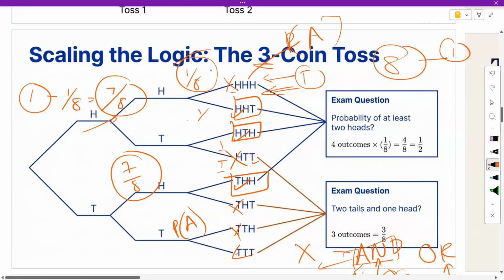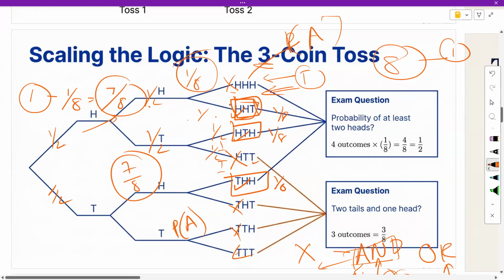How to calculate the probability of this? This is what we know, 1 over 2, 1 over 2, and 1 over 2. So to find the probability of this, we do 1 over 2 into 1 over 2 into 1 over 2. This is 1 over 8. And like this also 1 over 8. This is 1 over 8.